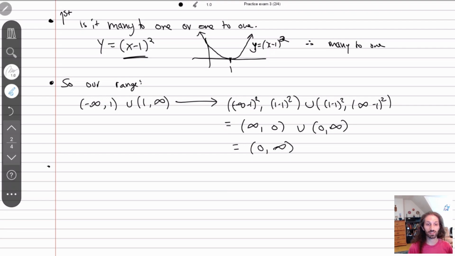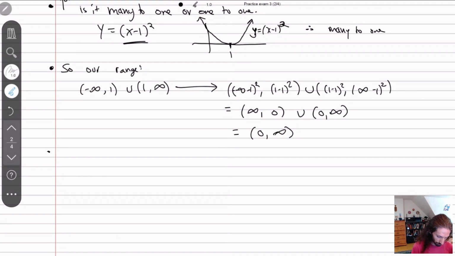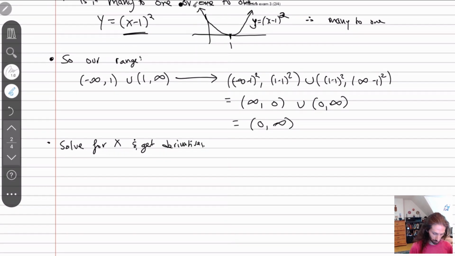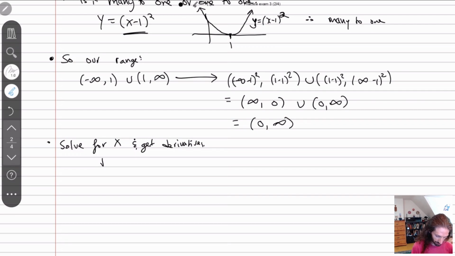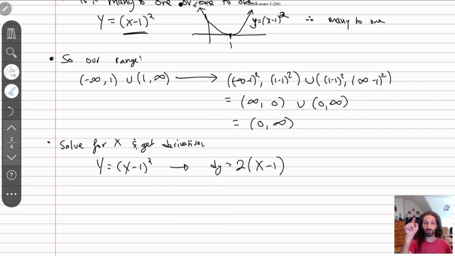Next, what we want to do is figure out our derivatives. So I'm going to solve for x and get derivatives, kind of doing both at once. The derivatives are kind of easy. Y is equal to (x minus 1) squared. This gives dy is equal to 2(x minus 1). I remove 1 from the exponent, and then I take the derivative of the inside, which is just 1. So that's it. This is our derivative.